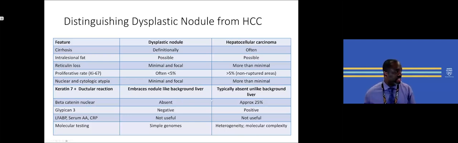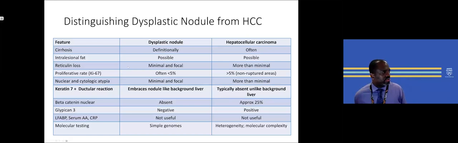Nuclear expression of beta-catenin, again in this context, would support an interpretation of a hepatocellular carcinoma, and a positive Glypican-3 also would be a helpful test. Again, molecular testing is not widely or commonly used, but can be helpful in this context because of the molecular complexity and heterogeneity seen in HCCs that stands out against what you would see in a liver with just cirrhosis alone. But the chief thing is to pay attention to the morphologic features, and a reticulin stain can be very helpful together with a very limited panel of immunostains.